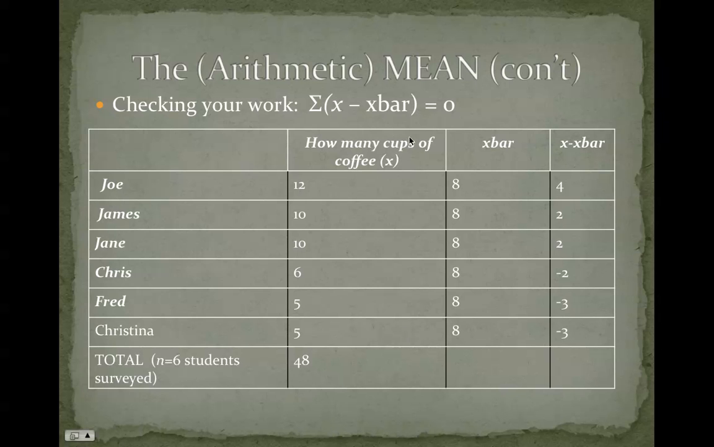And if you did that correctly, the sum of X minus X bar should equal 0. That is to say, this plus this plus this plus this plus this plus this should equal 0. And in this case, it does. 4 plus 2 equals 6, plus 2 is 8. Minus 2 is 6. Minus 3 is 3. And minus 3 is 0. So the sum of X minus X bar, the sum of this column, is 0.